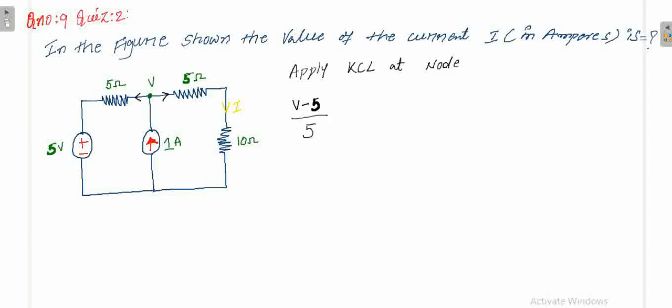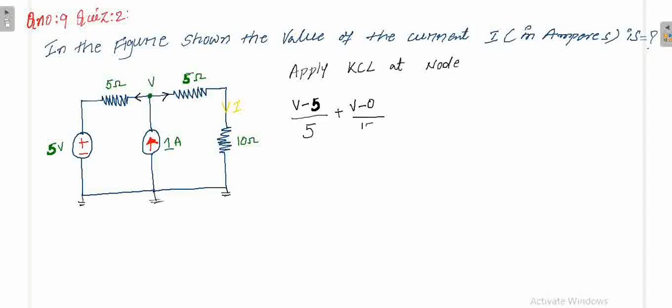Now here the current is outgoing. This is a branch in which the 5 ohms and these 10 ohms are in series. The same amount of current I flows through this 5 ohms also. This is your ground, so at this point you have zero potential. So V minus 0 by 15.